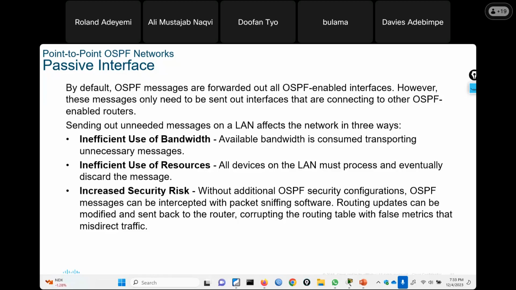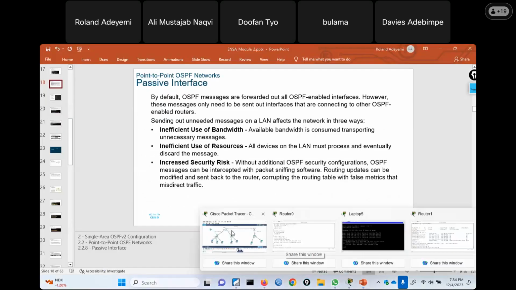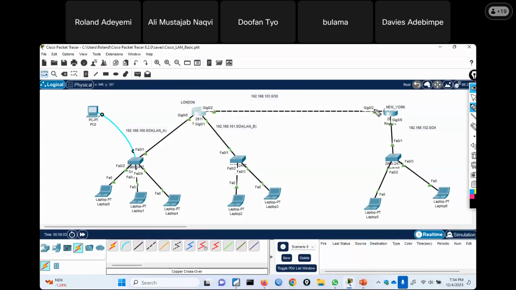All right, so this should be the last thing I'll talk about today. Passive interface. By default, OSPF messages are forwarded out of OSPF enabled interfaces. However, this message only needs to be sent out interfaces that are connected to OSPF routers. What are we talking about now? Look at something here. Look at this, our topology. These two routers are sending OSPF messages between themselves, but they are also vomiting OSPF messages on their LAN.